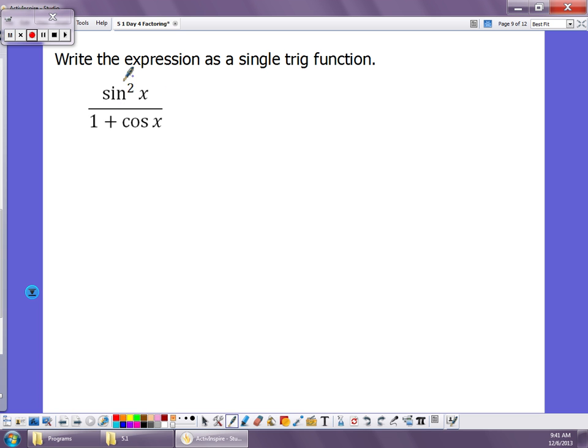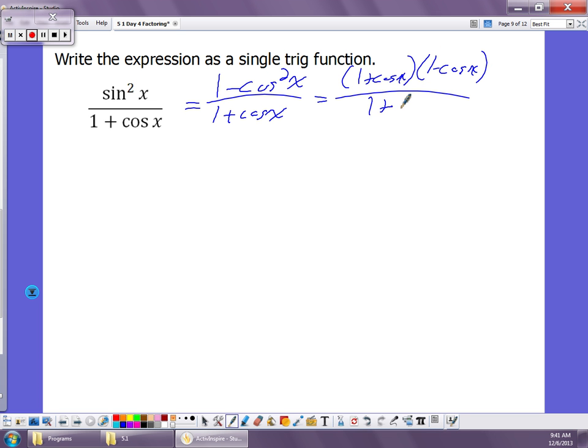So what does sine squared x equal? Does anyone remember? 1 minus cosine squared x over 1 plus cosine x. So now what is in my numerator? What is that again? A difference of squares, right. So I can make that now 1 plus cosine x, 1 minus cosine x over 1 plus cosine x, and then they cancel, and you get 1 minus cosine x.